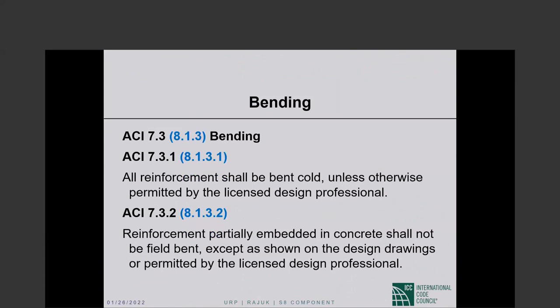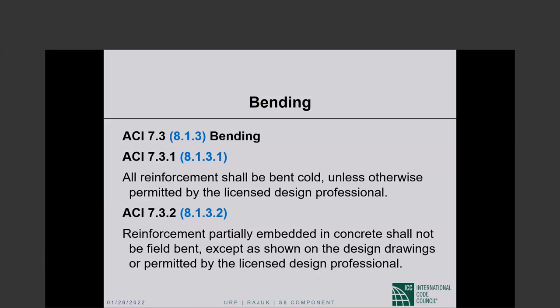This is important. All reinforcements shall be bent cold. You don't apply heat unless otherwise permitted by the licensed design professional. You absolutely do not do it casually. The heating may make it easy to bend the bar, but you don't do it. All reinforcement shall be bent cold.